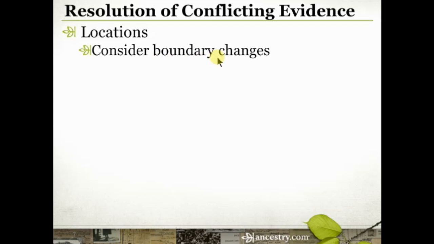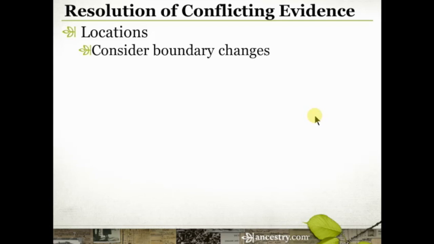But in order for you to resolve that conflicting evidence, in order for you to say with certainty, they were really born in this place, and here's why the records all say something different, you have to do a little bit of research. You have to look into the boundary changes and when those boundary changes occurred, and then give a reasonable explanation for why you think it was stated differently on different records.